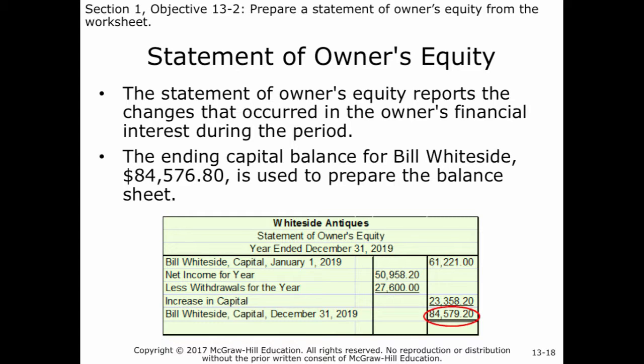So that was for the income statement. After we complete the income statement, we prepare what we know as the statement of owner's equity. And the statement of owner's equity reports the changes that occurred in the owner's financial interest during that period. At the end of the period, Bill Whiteside, Capital, had a balance of $84,579.20. And the statement of owner's equity analyzes the owner's capital account for the period, and the ending capital balance is used to prepare the balance sheet.